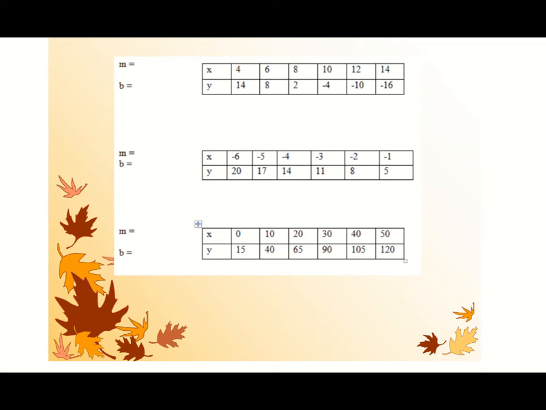If you haven't done these 3 tables yet, go ahead, stop the video again, try to find the equation for these. If you have already done them, because you did all 6 of them already, go ahead and just keep watching it. Otherwise, pause and give it a try.